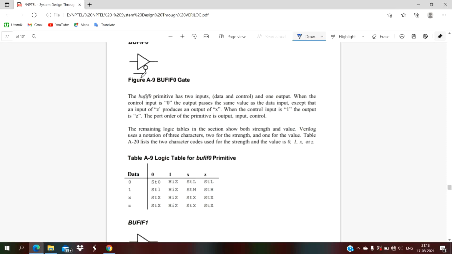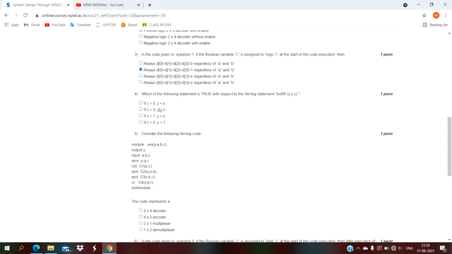Regarding the question, here the input is X, the control signal is C, and the output is Y. So C is equal to... what if C is equal to 0?